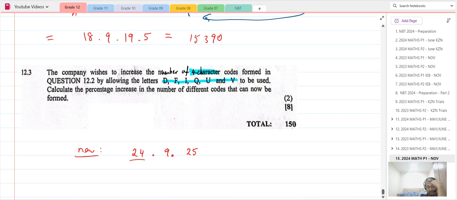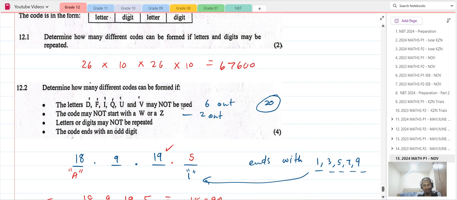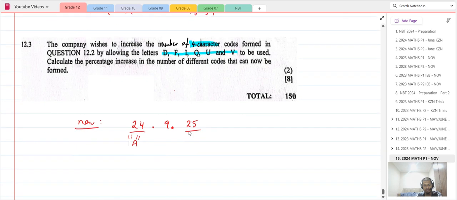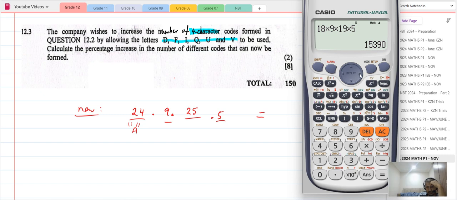Because if I started with A here, I can't start with W or Z, but I can use these ones now. I can use those 6. So 24 options here, but I can use W and Z there, so I just minus one of them. So we've got 26, 25, and then 5 at the end. Change this into 24 and that into 25. So we've got 27,000.